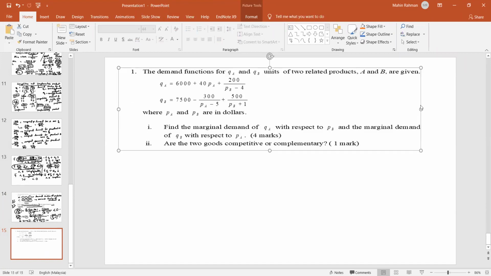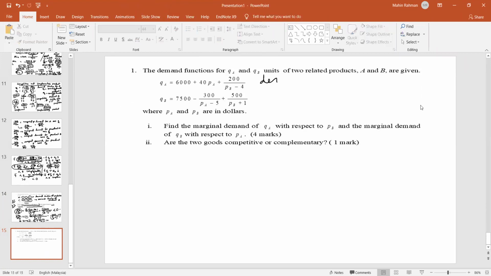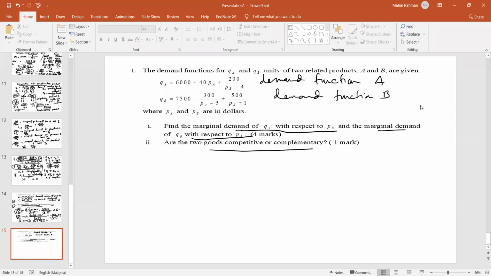Okay, now you see that this is the demand function of product A, and this is the demand function of product B. Find the marginal demand of product A with respect to PB, and the marginal demand of product B with respect to PA. And then you have to find out whether they are complementary or competitive.